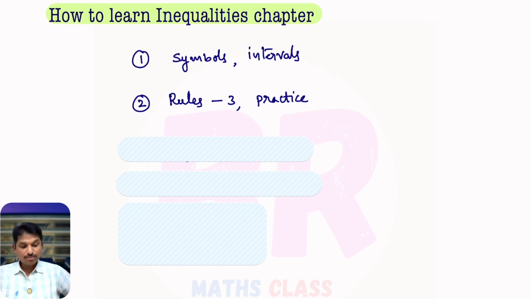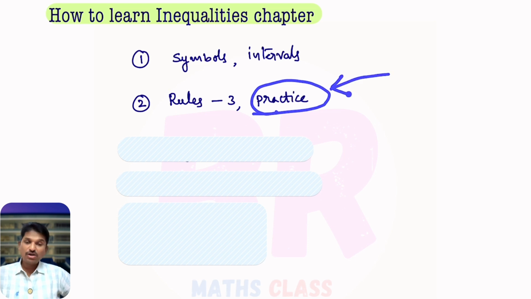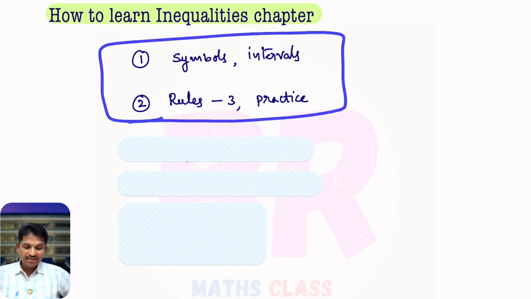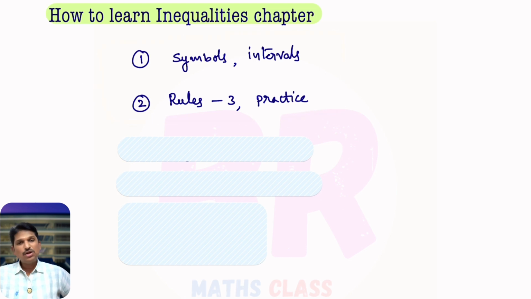After that, in this chapter, three golden rules are there. The complete chapter runs on these three rules only. Understand those rules clearly and practice a decent number of problems. I try to cover the maximum number of models based on these three rules, right? So be good in these two things first. Do not show any hurry to do JEE problems related to inequalities. First, learn the basics. Zero to hero. You are doing this chapter for the first time. Learn the basics properly. Okay.